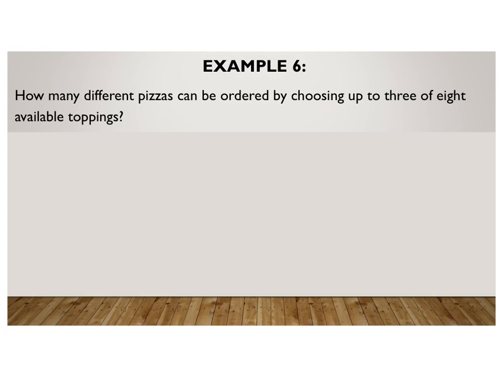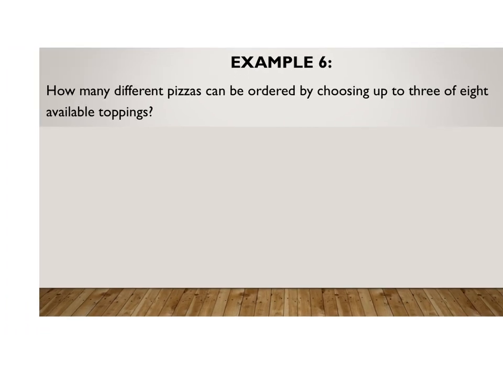All right, now last example. How many different pizzas can be ordered by choosing up to 3 of 8 available toppings? So if I have 8 toppings, I'm going to choose 3. Now, order doesn't matter because I personally don't care if you put my pepperoni and then my sausage and then my mushrooms, or my mushrooms and then the pepperoni and the sausage. I don't care. So order doesn't matter, so I use combinations.